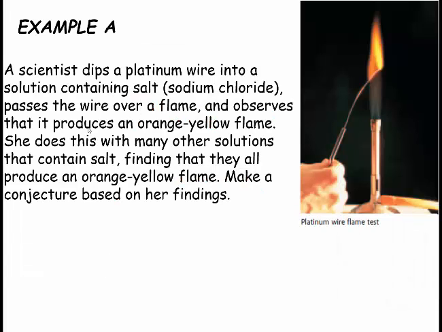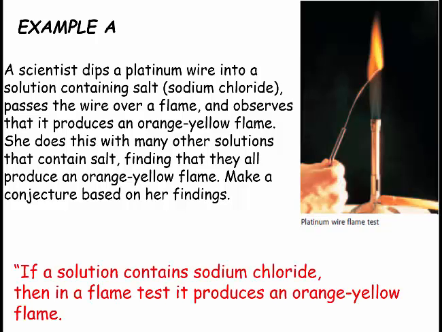So here's another example. A scientist dips a platinum wire into a solution containing salt, sodium chloride, passes the wire over a flame, and observes that it produces an orange-yellow flame. She does this with many other solutions that contain salt, finding that they all produce an orange-yellow flame. Make a conjecture based on this finding. Well, it seems like if I have salt, then I will have a flame. So if a solution contains sodium chloride, salt, then in a flame test, it produces an orange-yellow flame. There you go.